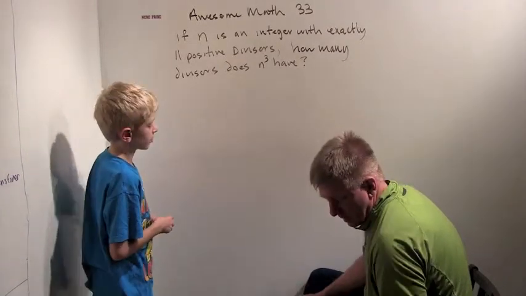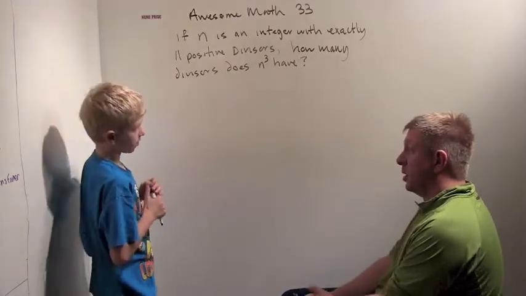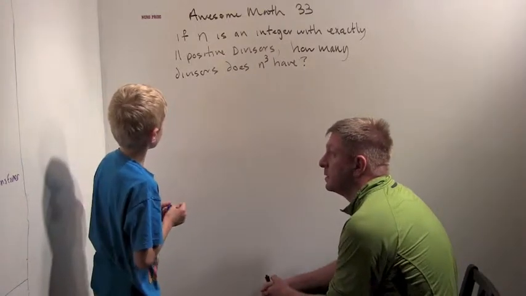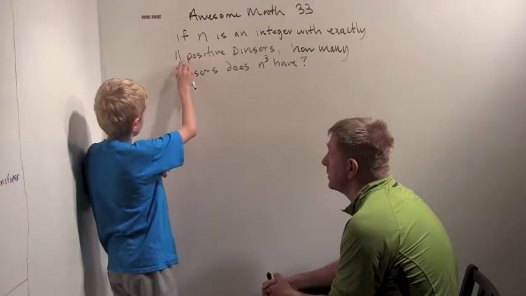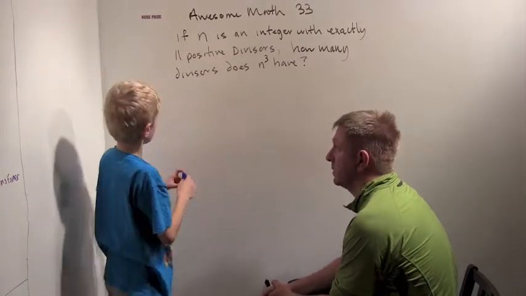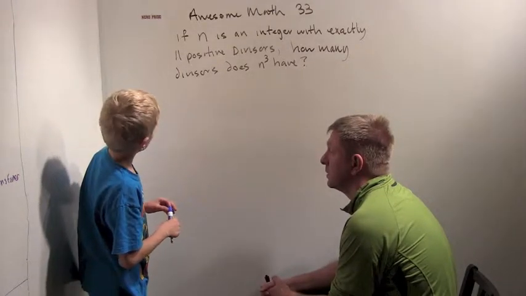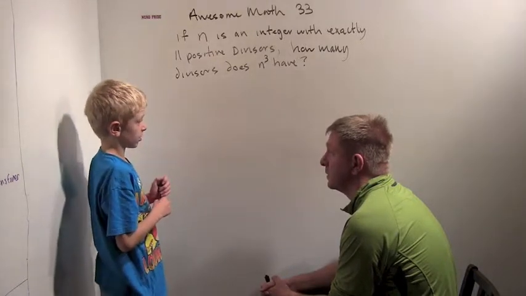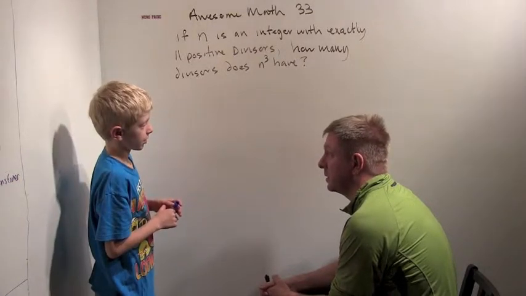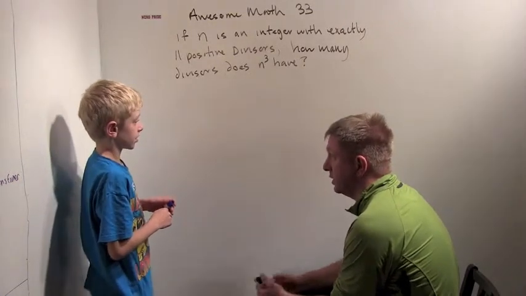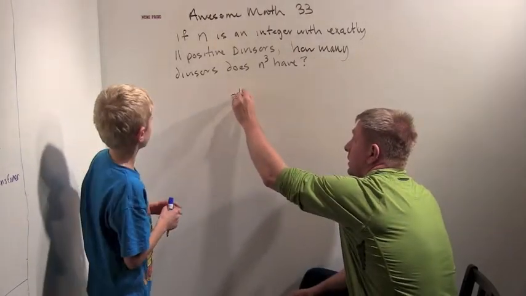Well, 11 is a prime number. Okay. So that means there's 11 to a certain power, well, some number to the 10th power. That's the only thing that's going to work. Okay. Some number to the 10th power. So it might be 2 to the 10th, right? Yeah, 2 to the 10th.